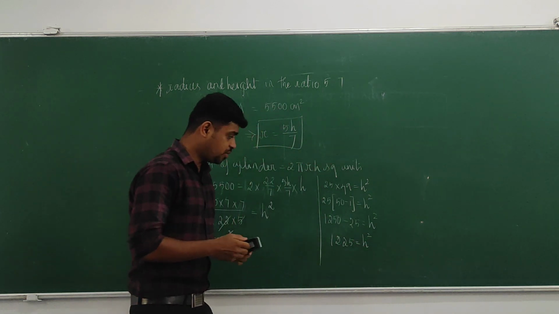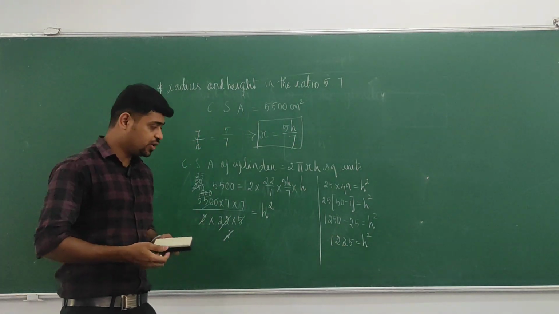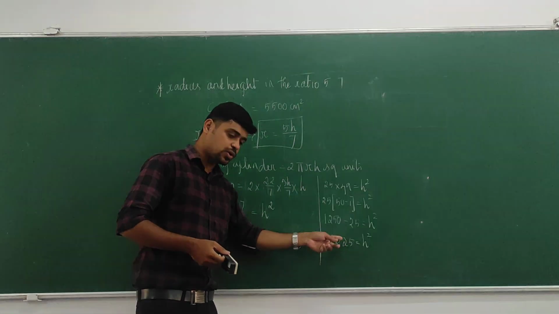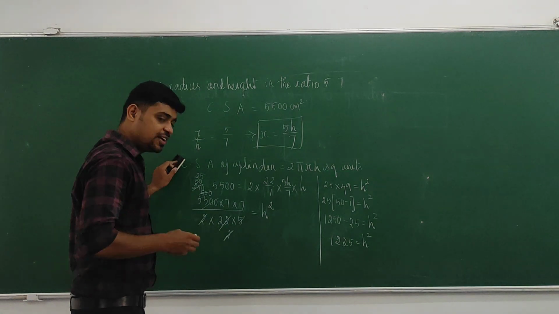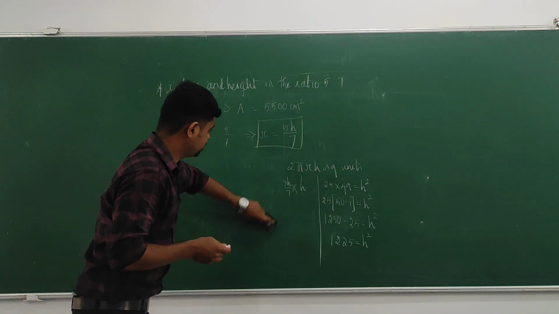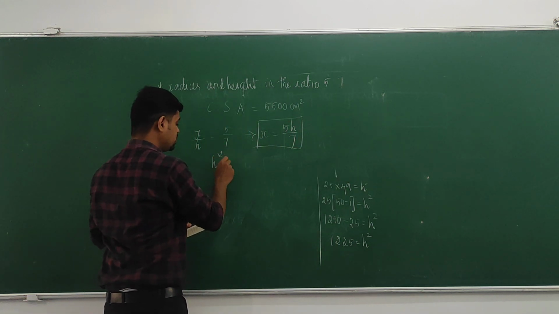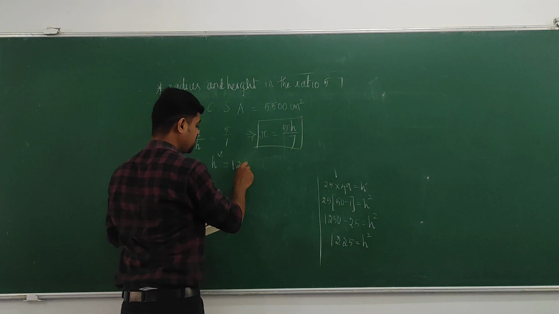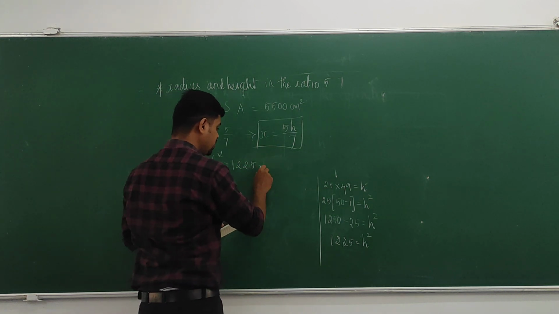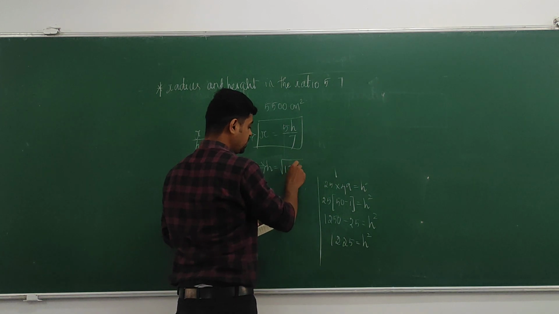Now we need to find only h and r, right? Here we have h square. So we need to find the square root of 1225. That will be our next step. Let me erase these things. Now we know that h square is equal to 1225. We need to find h. For that we need to take the square root. So the square root of 1225.